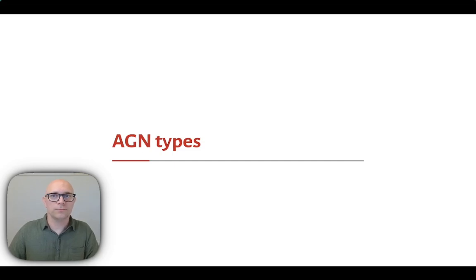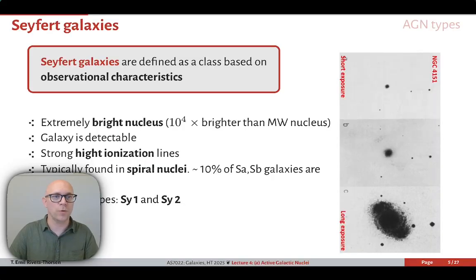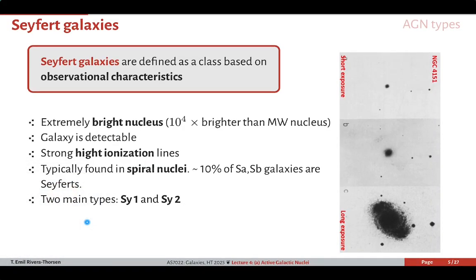So, as you may already have guessed from what I told you before, there are different types of AGN and they can present in very different ways. The first type of galaxies we can look at is what we call Seyfert galaxies, which are defined as a class based on some observational characteristics.